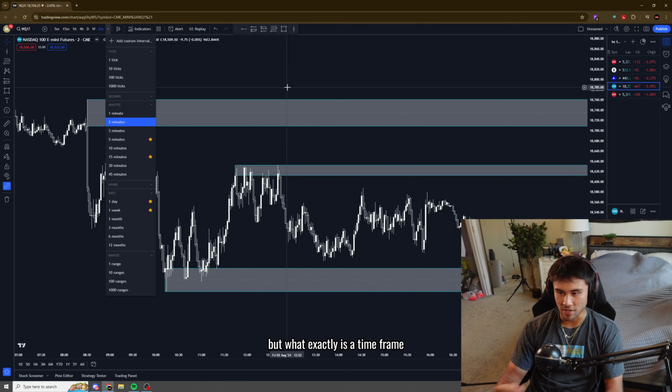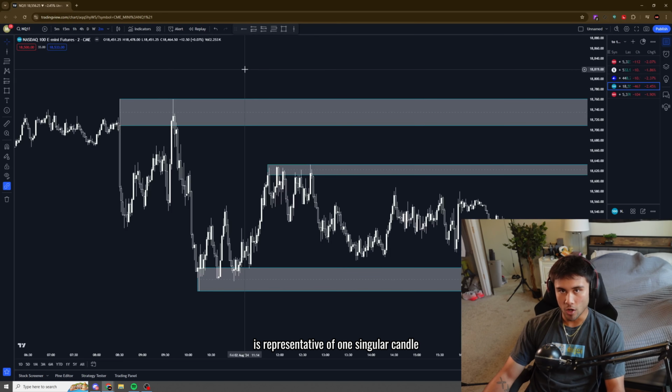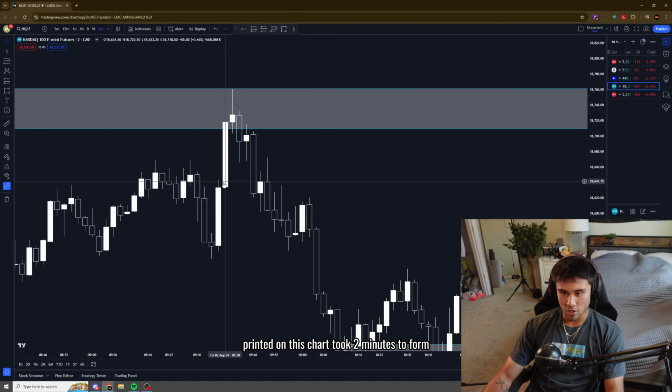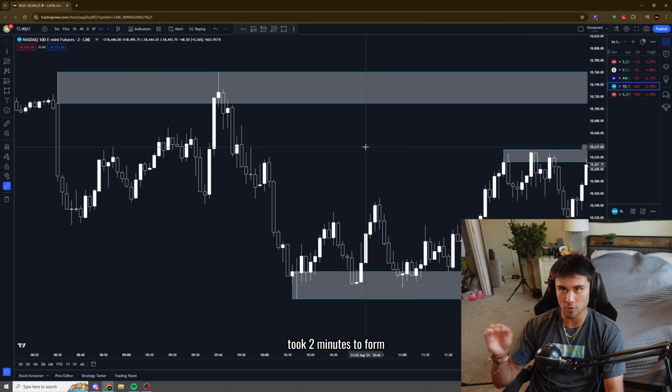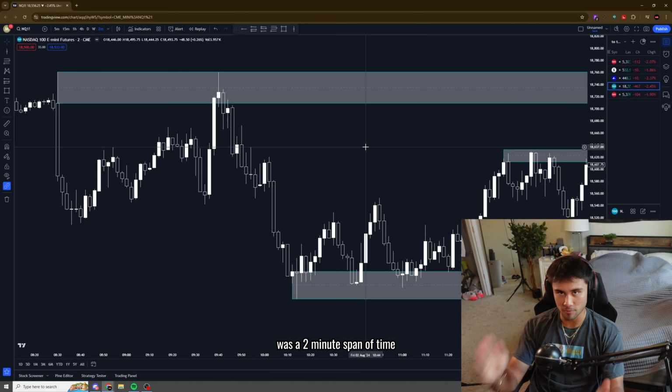But what exactly is a time frame? A time frame basically means whatever time frame you are on is representative of one singular candle. Right now I'm on the 2 minute, as you can see up here, 2 lowercase m, which means that every single candle printed on this chart took 2 minutes to form. So this candle right here took 2 minutes to form, and so did this one and this one. Every single candle you're seeing right now took 2 minutes to form, from the start of it to the end of it.